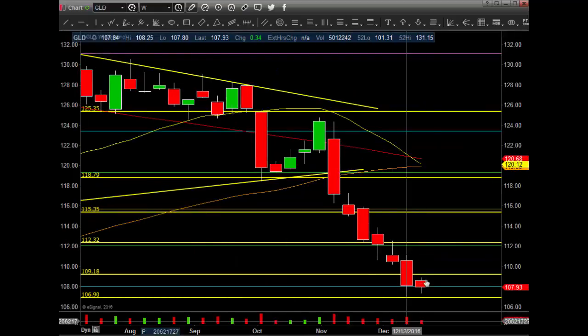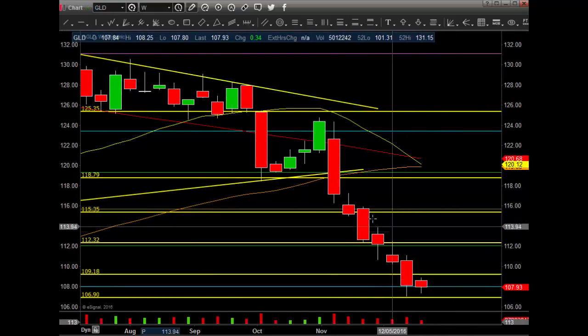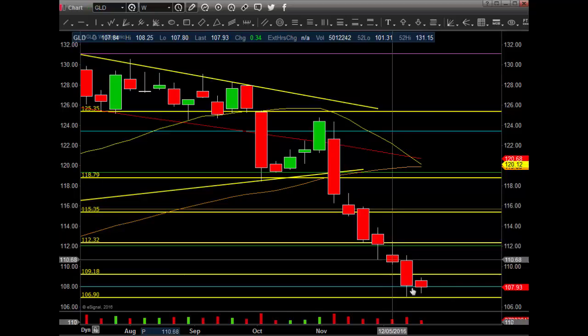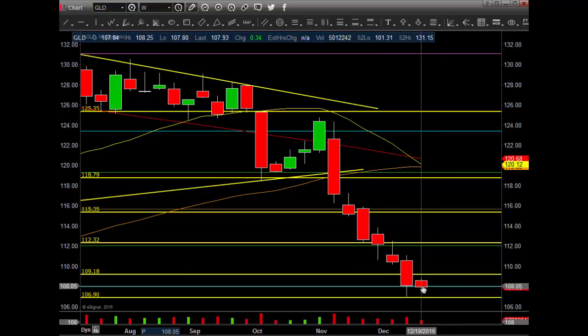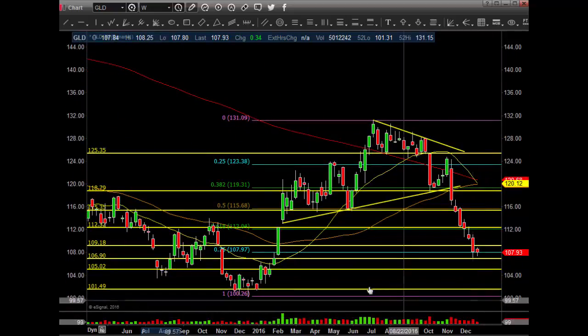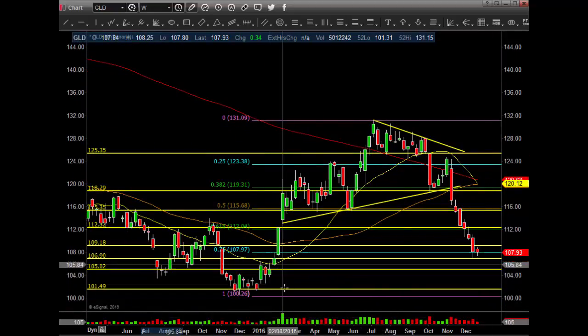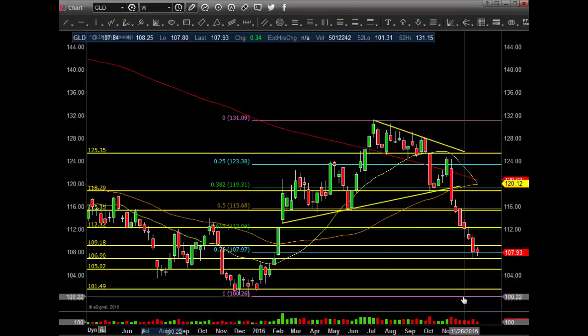The gold trade, so far so good. It came down. We started adding around 115, 112.50, 108, and right now it's holding strong. It could go lower. And if it does, you're probably looking at 105, 107, 101.49, and then a double bottom here around $100.